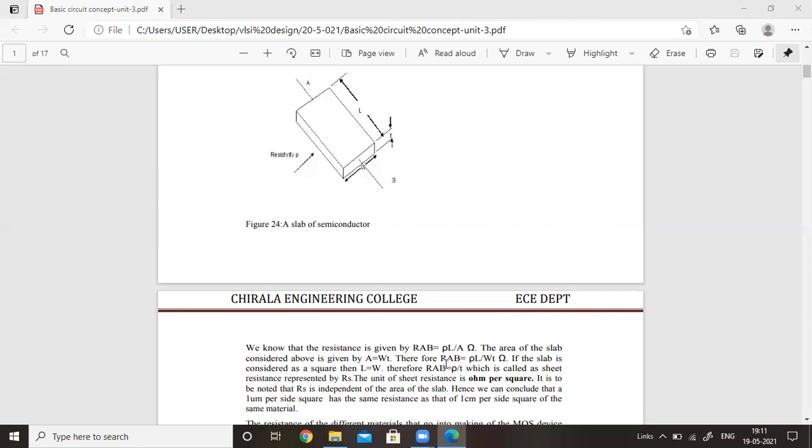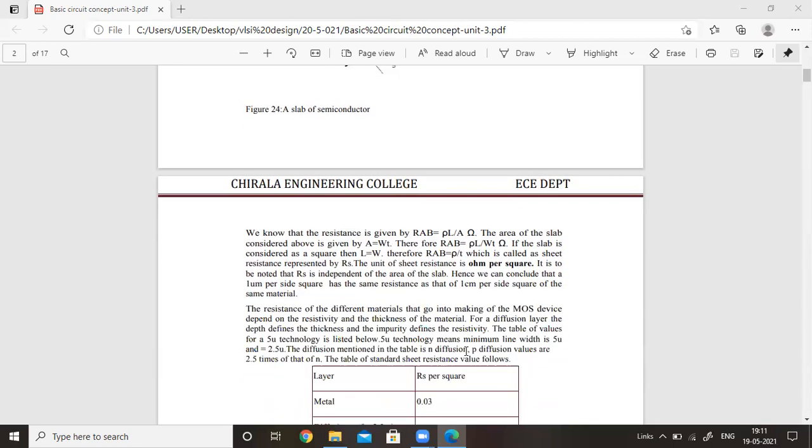Substituting, the resistance of the slab RAB we are going to represent in terms of Z into RS. L by W is called Z and rho by T is called RS. So totally RAB is equal to Z into RS, where RS is the sheet resistance of the material. Like this you can find out the resistance of the material. Remember, RS is the sheet resistance of the device, and the unit of sheet resistance is ohm per square.